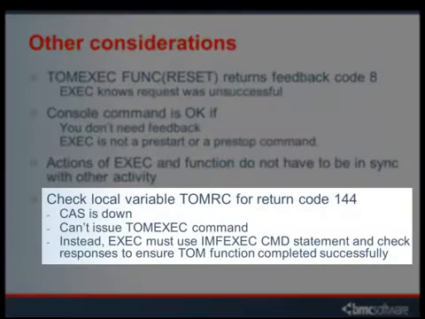After issuing a TOM EXEC function statement, always check the local variable TOM RC for a return code of 144, which indicates that the CAS is down. If the CAS is down, you can't issue a TOM EXEC command. Instead, the exec must use the IMF exec command statement and check the responses from the command to ensure that the TOM function has completed and was successful.